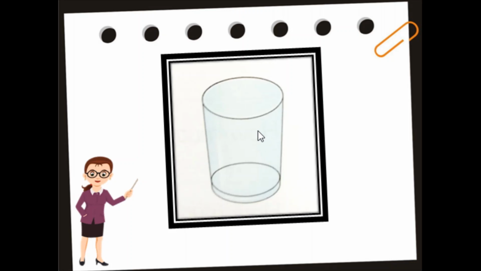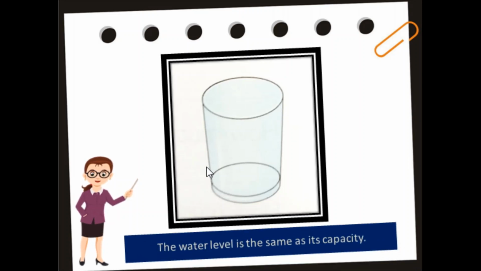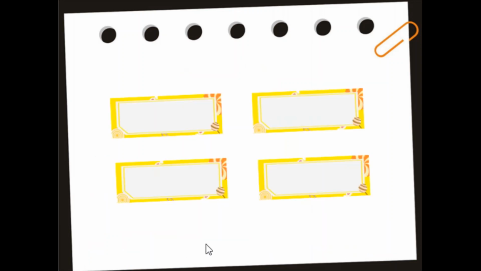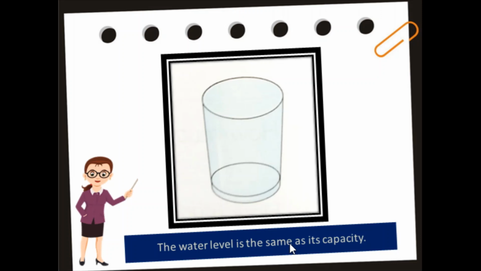How about this one? A glass. The water level and the capacity, are they the same? Yes or no? Very good. The water is here and the brim's over here. So the water level is the same as its capacity. Let's read it again. The water level is the same as its capacity.